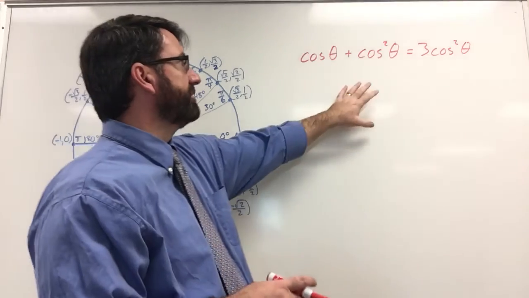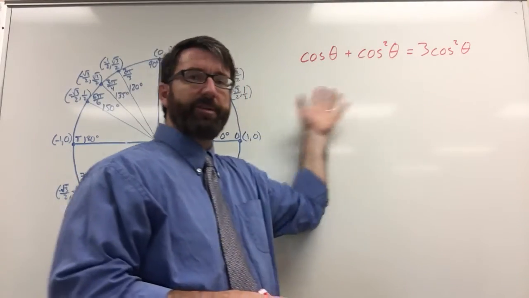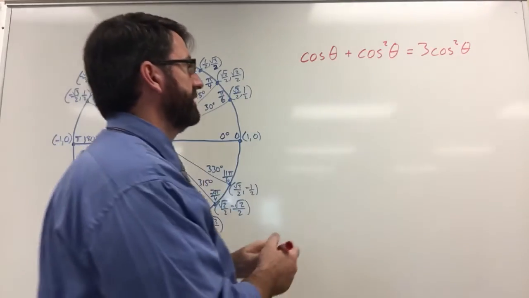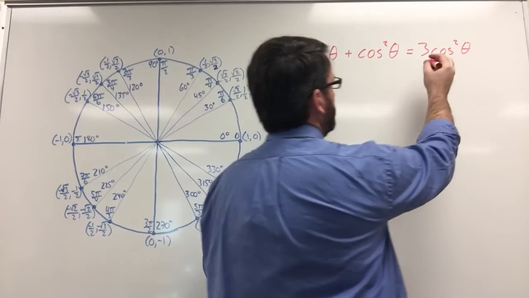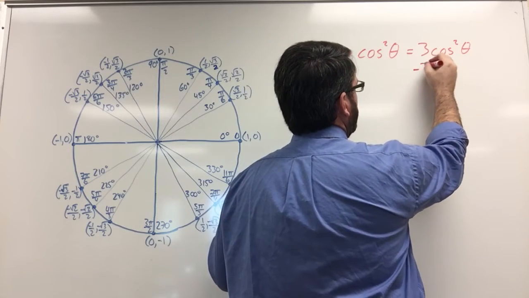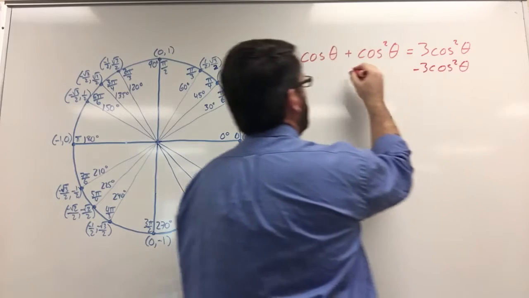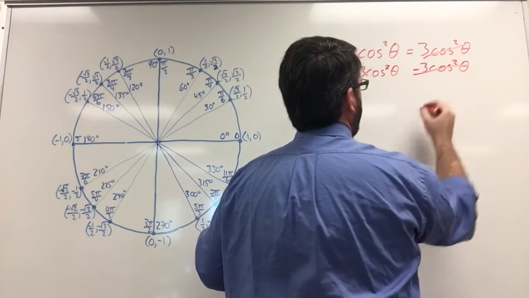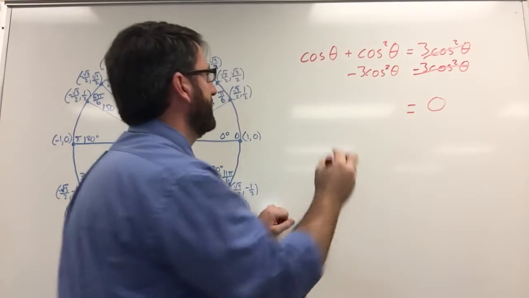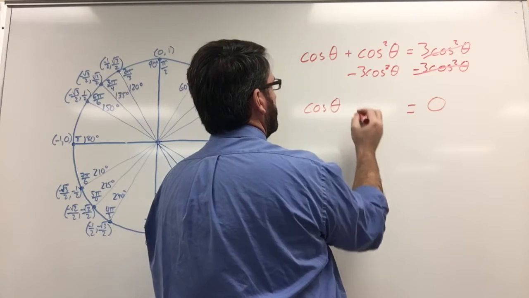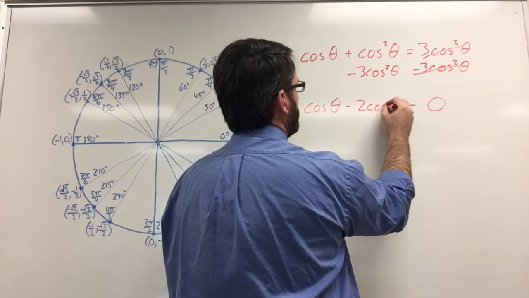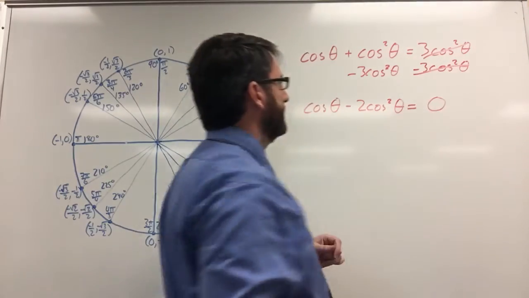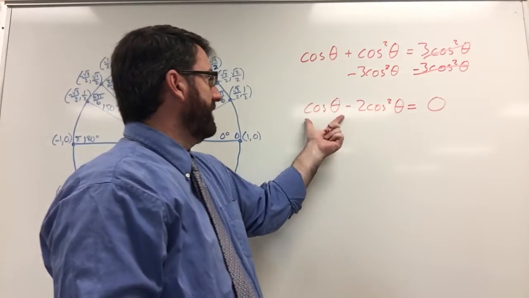So with problems like that, what we want to do is get everything onto one side and leave the other side of the equation equal to 0. So let's get this equal to 0 by subtracting 3 cosine squared theta from both sides. So this will add to 0, and on the other side we get cosine theta minus 2 cosine squared theta is equal to 0. Now we're going to factor this.